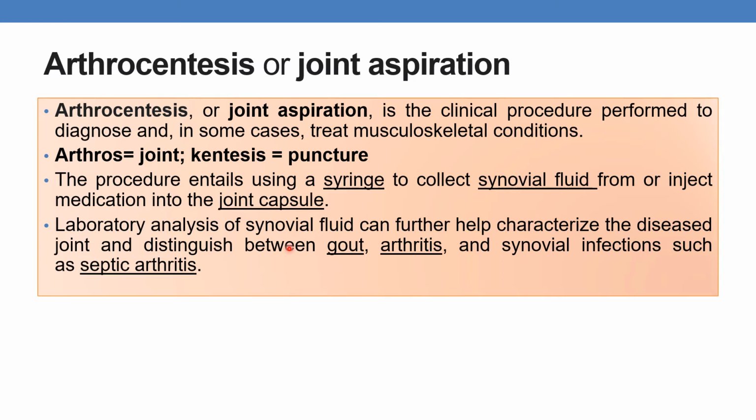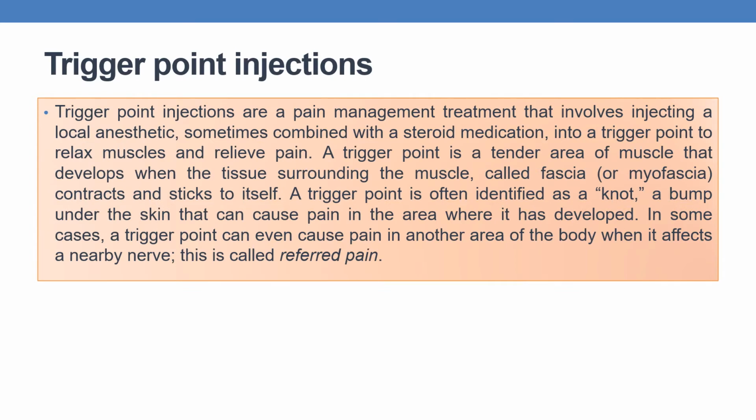The laboratory analysis of synovial fluid can further help characterize the diseased joint and distinguish between gout, arthritis, or synovial infections such as septic arthritis. Now the next definition is trigger point injections. So what are trigger point injections? Trigger point injections are a pain management treatment that involves injecting a local anesthetic, sometimes combined with steroid medication, into a trigger point to relax muscles and relieve pain.